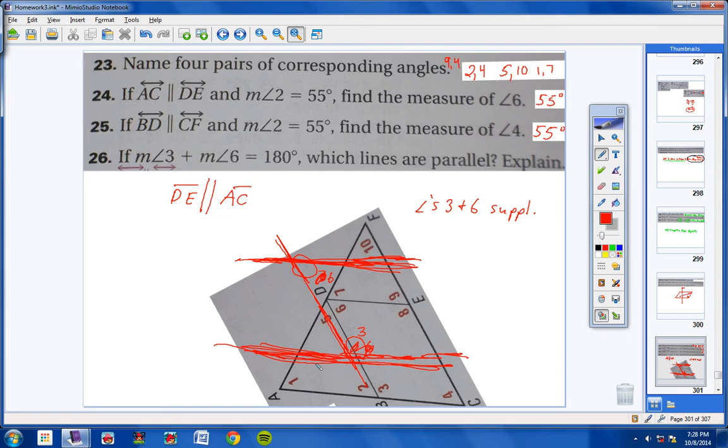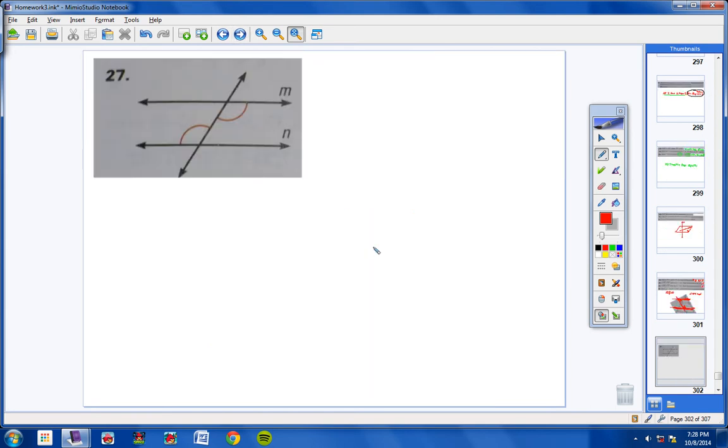are parallel. Okay, look that over, back it up, and watch it again if you need to, but make sure you understand that when two lines are cut by a transversal in such a way that their consecutive interior angles are supplementary, those two intersected lines are parallel. Okay? Okay, moving on to number 27.